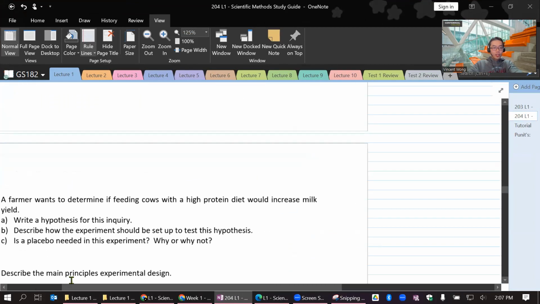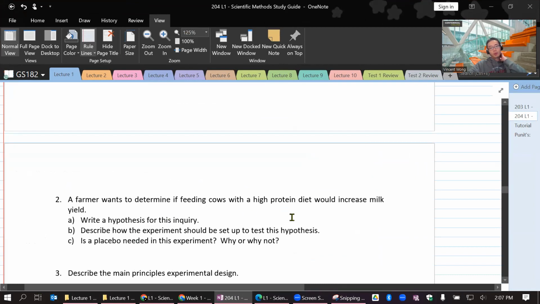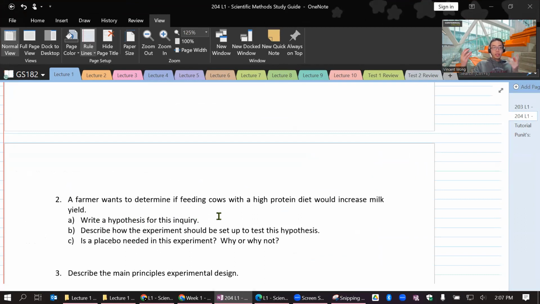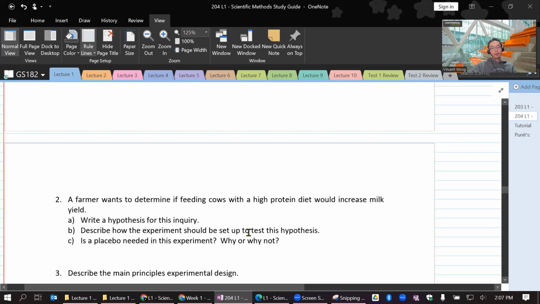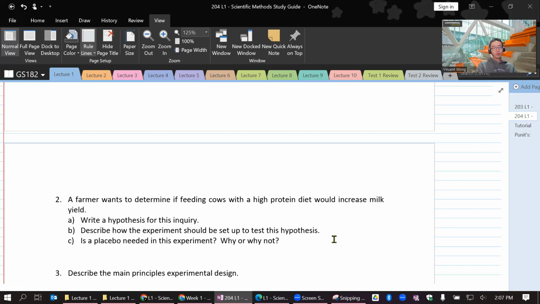Okay, a farmer wants to determine if feeding cows with a high protein diet would increase milk yield. Write a hypothesis for this. So, you can say increasing protein diet will increase the milk yield, or you can say it will not. Again, you just have to state your position and write a hypothesis that way. Okay, describe how the experiment should be set up to test this hypothesis. You should know by now, right? We should have some cows with regular protein diet, and then we should have some cows with high protein diet. And then you would measure the milk yield at the end, right?